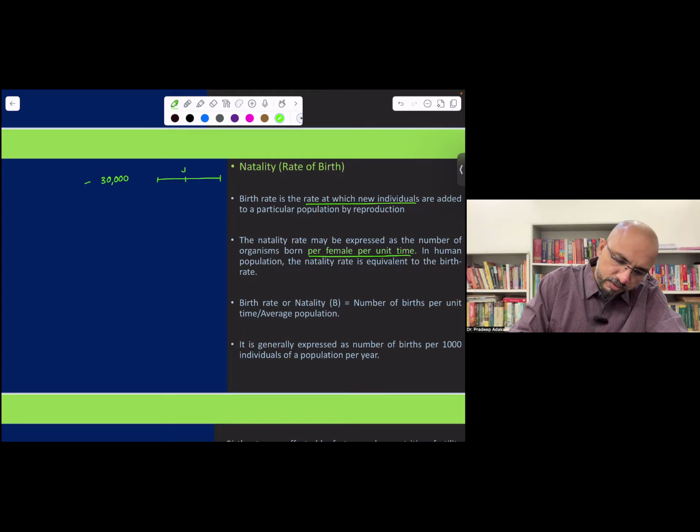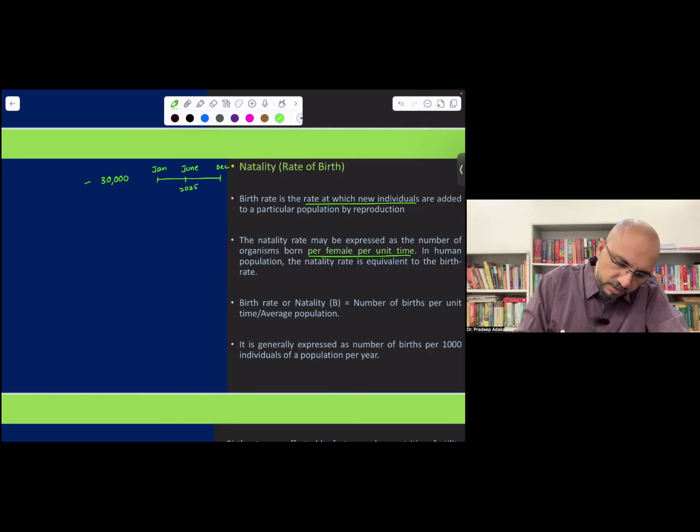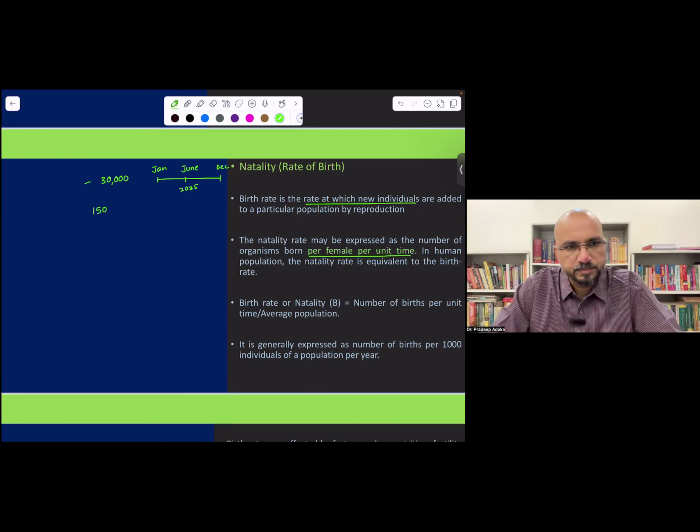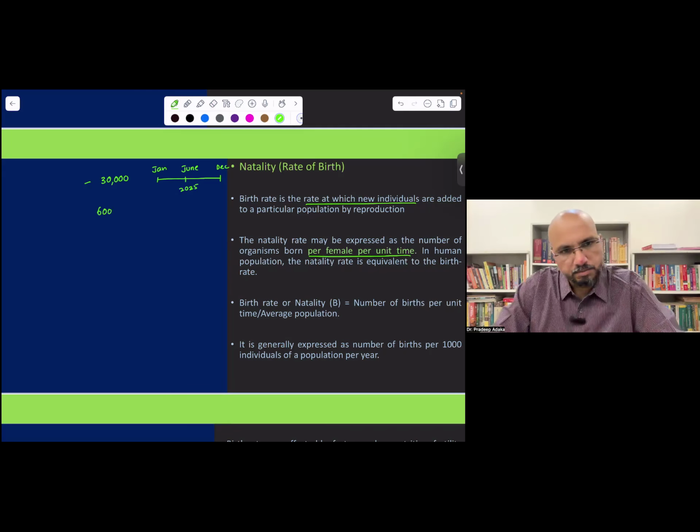Suppose it is 2025, so let's take June. If you want to know the birth rate in 2025 in a particular area, you take the mid-year population, not at the beginning, not at the end. We take the population from the mid-year. So suppose there were around 150 births. No, 150 is too small. Suppose there were around 600 births.